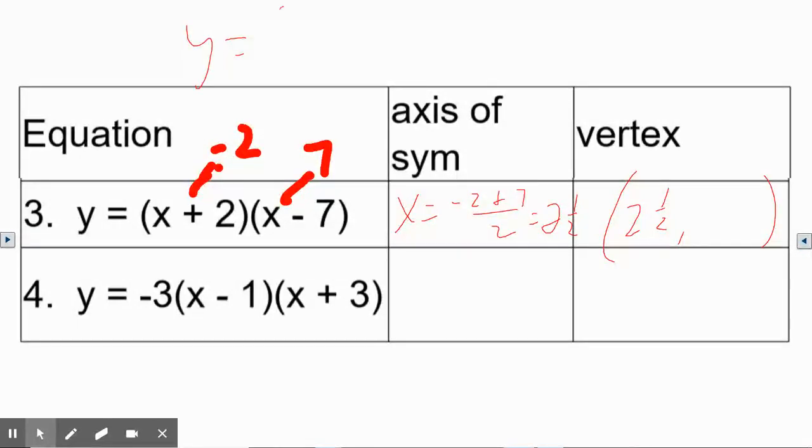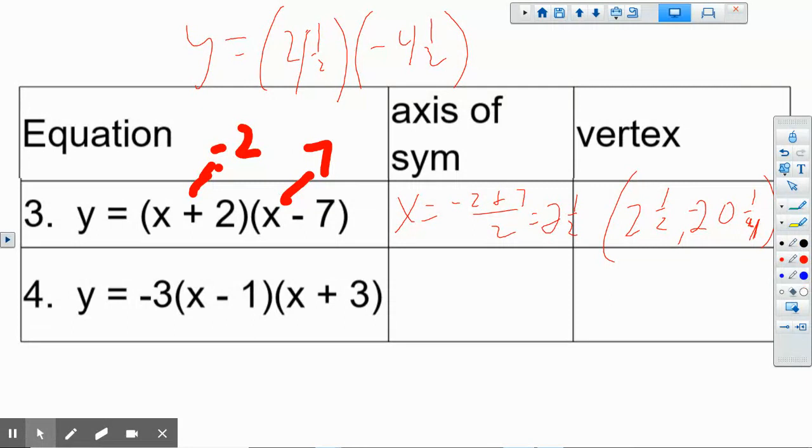So let's see. 2.5 plus 2 is 4.5. 2.5 minus 7 is negative 4.5. You'll notice that you're always going to get the same two numbers in those things, where one is positive and one is negative. 4.5 times negative 4.5, I just happen to know, is negative 20.25.